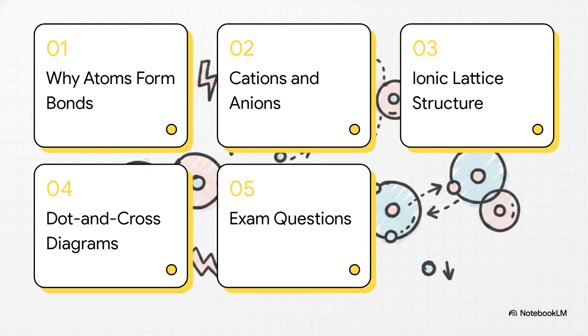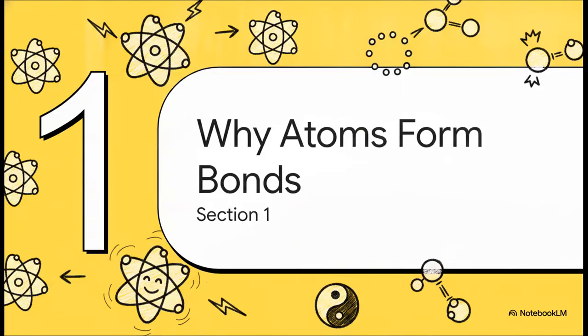Here's a quick look at our agenda today. We'll hit Section 1, why atoms form bonds, then Section 2, forming cations and anions, Section 3, the ionic lattice structure, Section 4, dot and cross diagrams, and finally, Section 5, tackling exam questions. All right, let's jump right in with Section 1, why atoms form bonds.